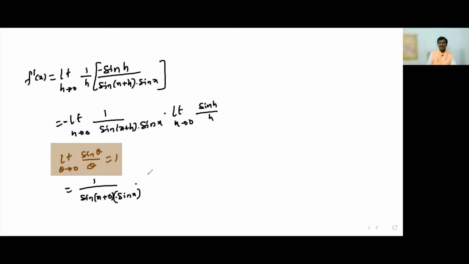Into sine h by h is equal to 1. So 1 divided by sine x into sine x, that is sine square x. 1 by sine square x is nothing but cosecant square x, and outside we have the minus, so minus cosecant square x. So what is the derivative of cot x? It is minus cosecant square x. We have the formula as well, so using the first principle also we are getting the derivative of cot x is minus cosecant square x.